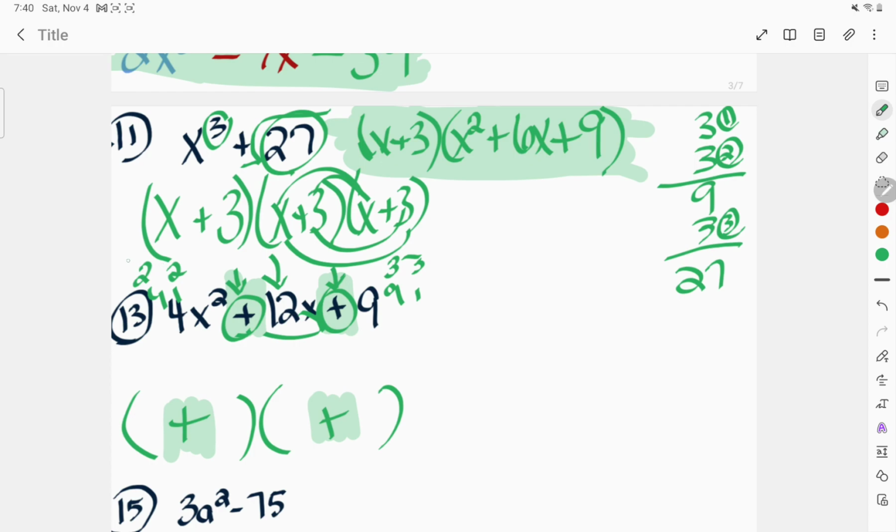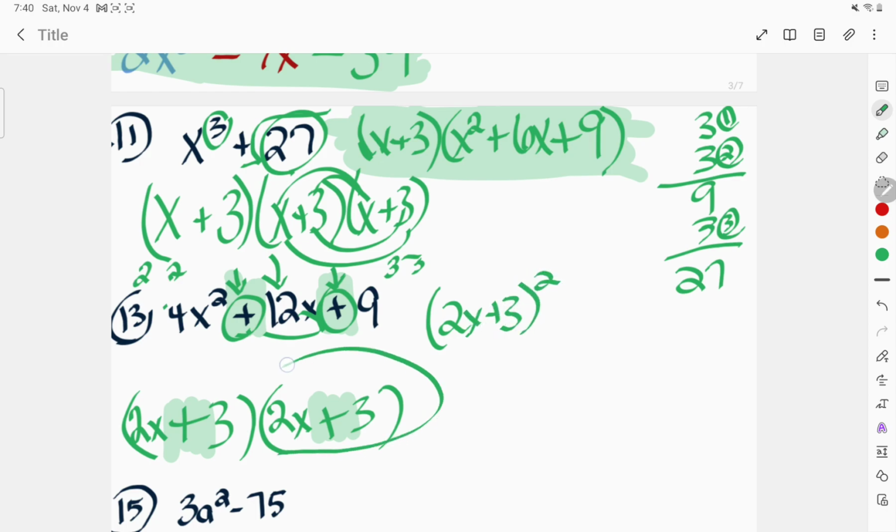So what I need is to be able to multiply them together and then add together and get 12. So 2 times 3 is 6, 2 times 3 is 6, and 6 plus 6 is 12. So obviously I'm going to use those: 2, 2, 3, and 3. So your answer here is going to be 2x plus 3 squared. Why is it squared? Because both of these are the exact same.